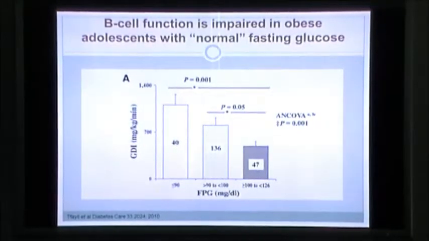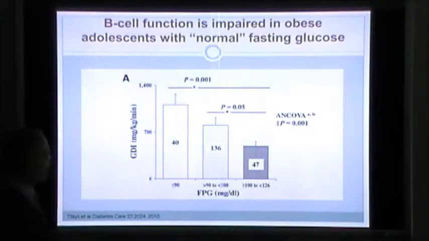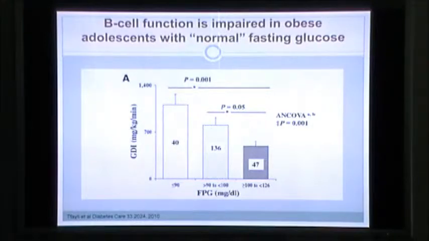And we see the same thing. The same thing is happening in kids. So the underlying physiology in children is the same: inadequate compensation for insulin resistance. And just a couple of slides to show you that, interestingly, this can be demonstrated prior to the development of diabetes.